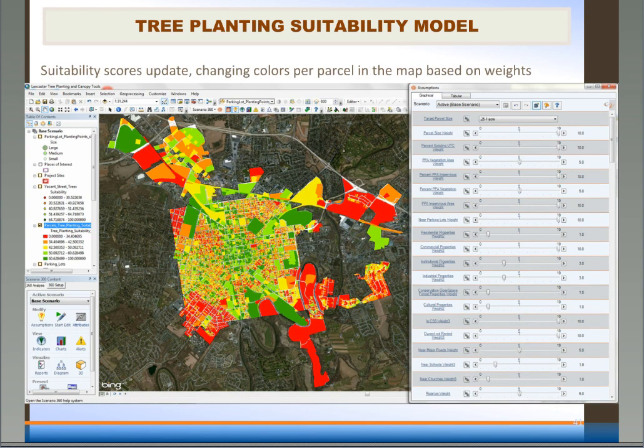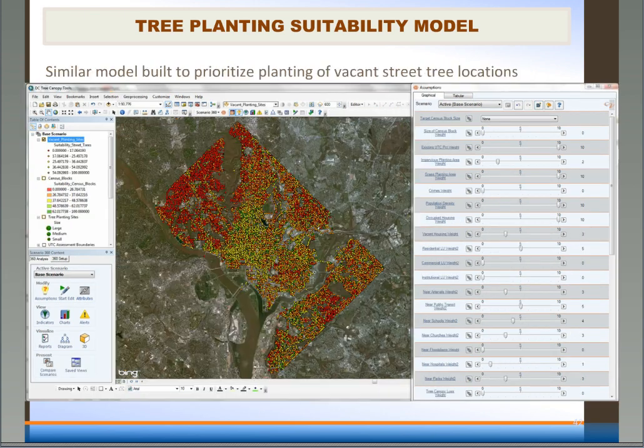This is looking at parcels in a city in Pennsylvania that we were working with. And you can adjust the weights of different factors. So what's the most important area or theme? Maybe it's air quality. Well, maybe we want to prioritize tree planting along roads and around parking lots. That's the type of thing you can do. The next example is identical, except instead of looking at parcels, we're actually prioritizing individual tree planting locations in the streets. So where are the vacant sites along the streets?